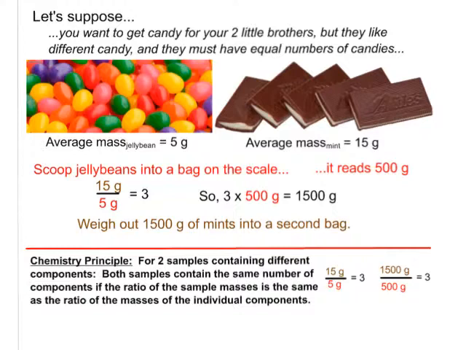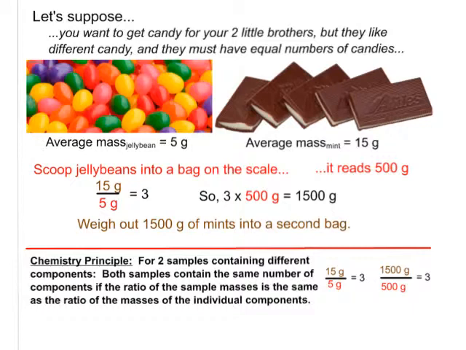So let's suppose that you want to get candy for your 2 little brothers, but they like 2 different kinds of candy, and they must have equal numbers of the individual candies. So let's look at this problem. How are you going to do this quickly? Well, we know the average mass of a jelly bean was 5 grams. The average mass of the mint was 15 grams. We scoop jelly beans into a bag on a scale, and let's say it reads 500 grams.